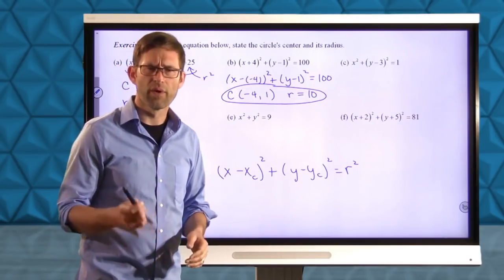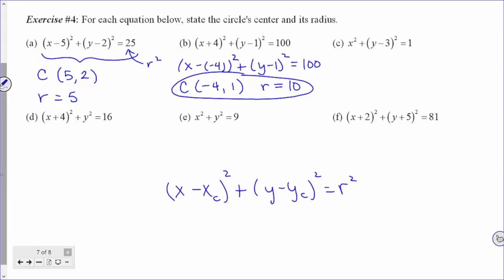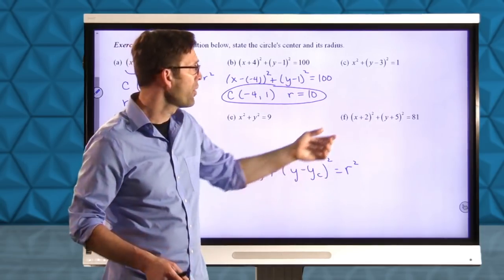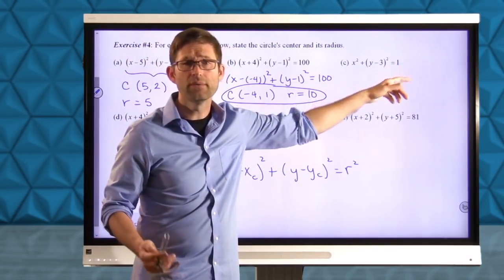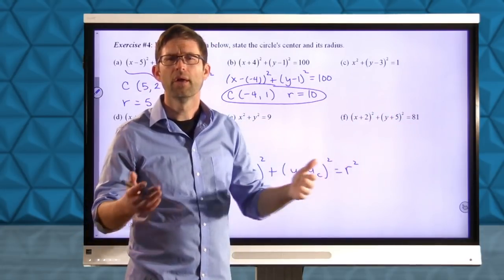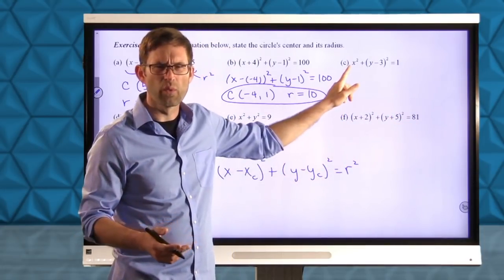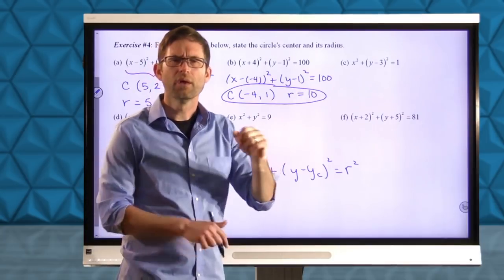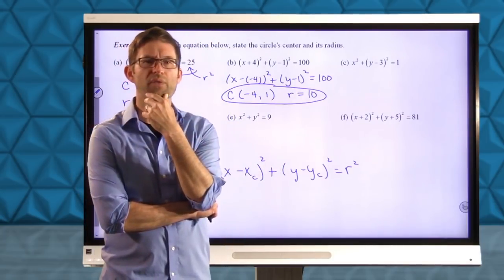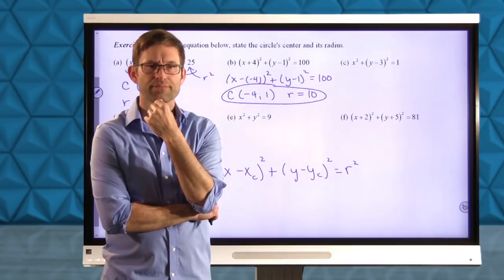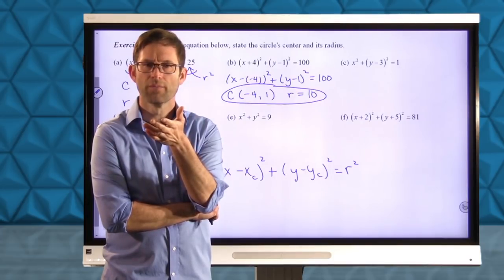Let's take a look at another one, though, that's kind of weird. x squared plus (y minus 3) squared equals 1. Again, the radius is no problem. The radius squared is 1. The radius is also 1. But this one's a little weird, just x squared. So what would be the x coordinate of the center? It would be 0. Okay?